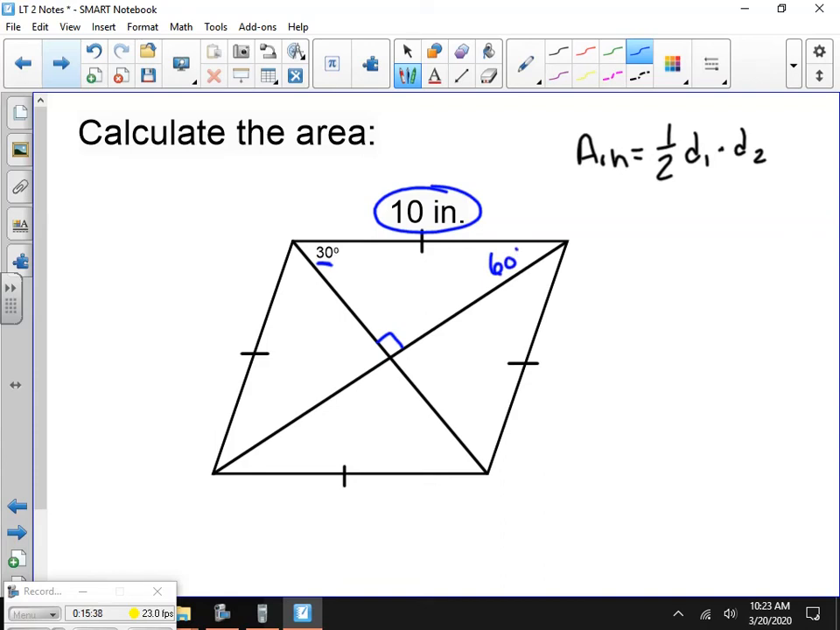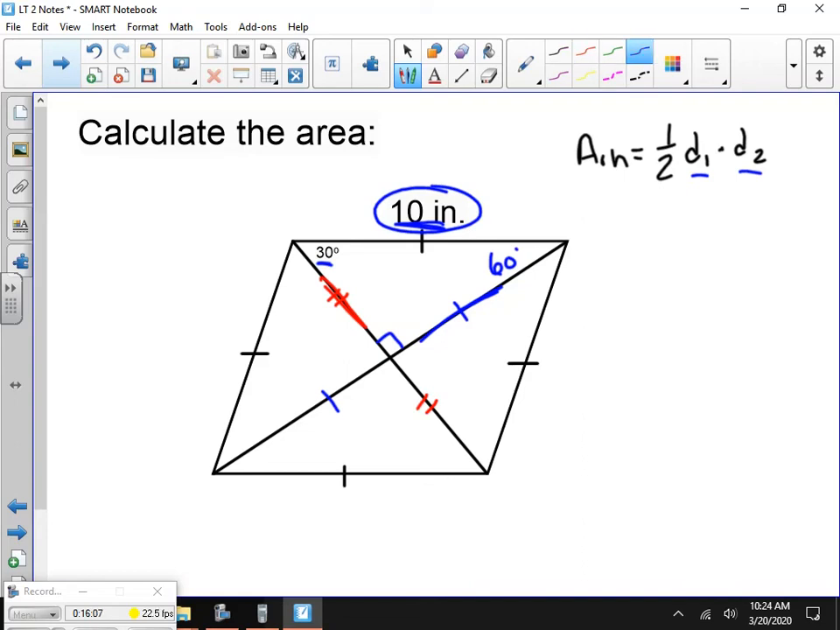If I can find one piece of the diagonal, I know that these are equal, so I can multiply by 2 and get a diagonal length. And the same thing here. If I can find the length of this diagonal, it is equal to that. So if I multiply by 2, I have the whole diagonal's length. So that's what I'm going to do. I have the hypotenuse. I'm going to go to the short side, which is dividing by 2. So this is 5. This is also 5. So my diagonal 1 equals 10.